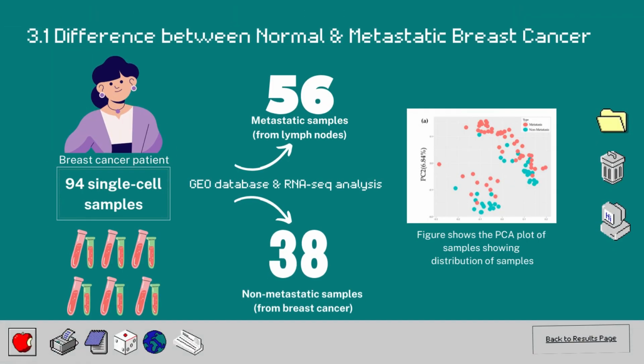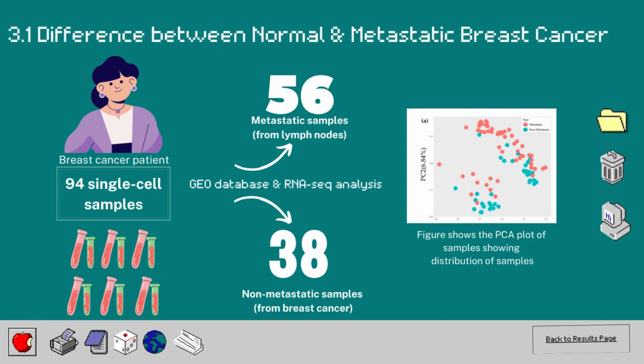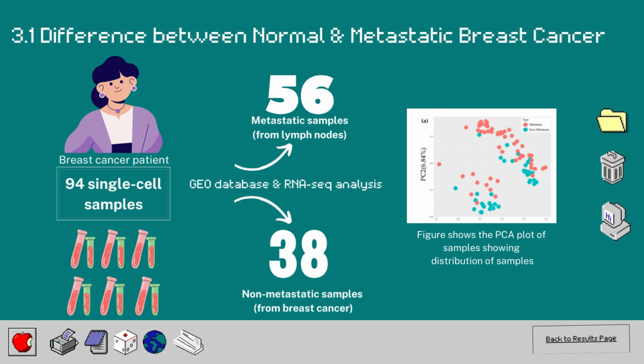For the results of the difference between normal and metastatic breast cancer, 94 single-cell samples were isolated from a breast cancer patient. By using the GEO database and RNA sequence analysis, 56 samples were found to be metastatic, isolated from lymph nodes, and 38 samples were found to be non-metastatic, isolated from normal breast cancer. This figure shows the PCA plot, which is a plot that groups samples based on similarities. The figure shows the distribution of the metastatic and non-metastatic samples.